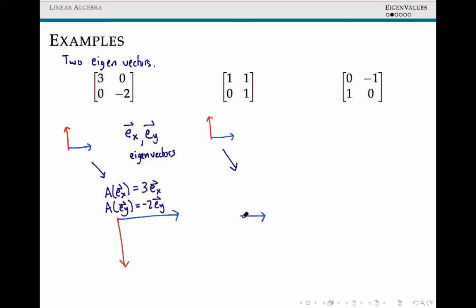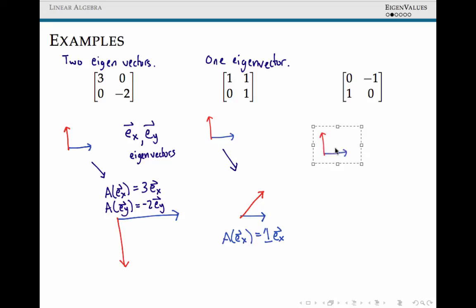However, our unit vector in the y direction is going to be replaced by a vector that is just the vector (1, 1). So in a matrix of this form, we actually only have one eigenvector, namely Ex, which comes back as a constant multiple of itself. So this is one eigenvector for a matrix of this type. So shear matrices in R2 will have exactly one eigenvector.